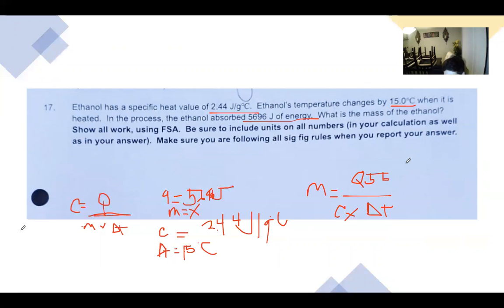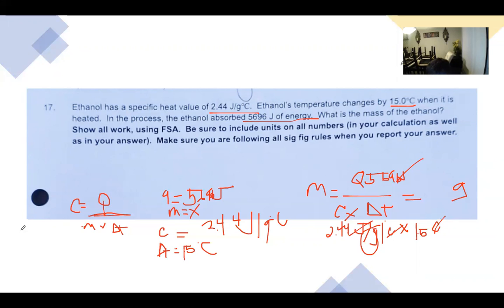5,696 joules divided by 2.4. Make sure you're using your units, joules per gram Celsius, times 15 Celsius, right? So joules, Celsius, Celsius. Whatever the answer is, will give you grams. Make sense?